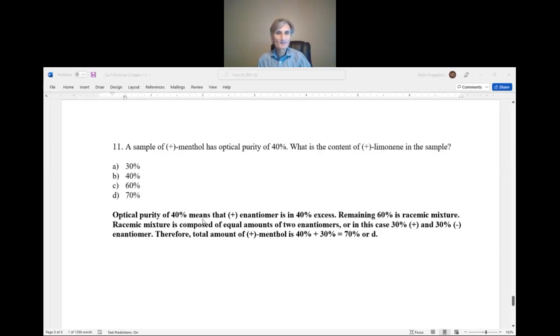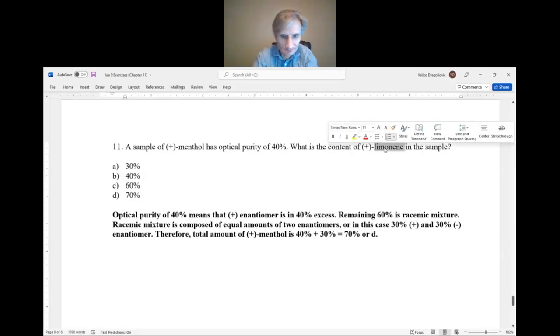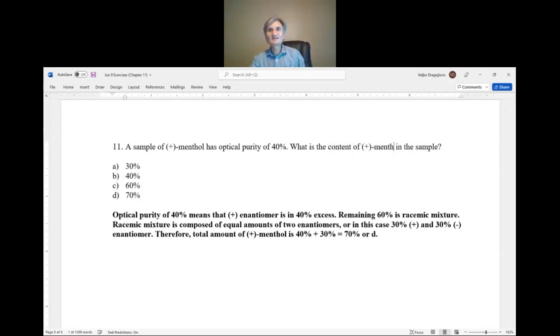So a sample of plus menthol has an optical purity of 40%. What is the content of plus, not limonene, but menthol, of plus menthol in the sample?